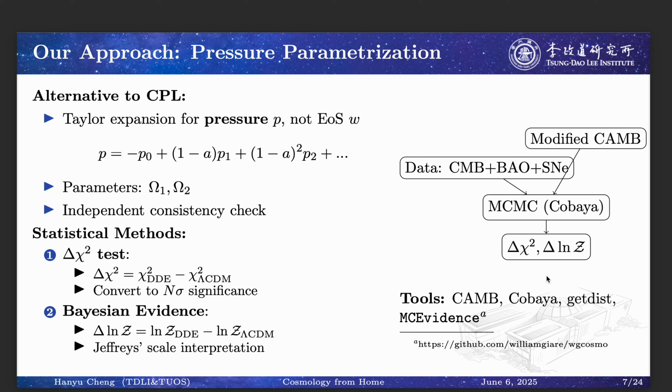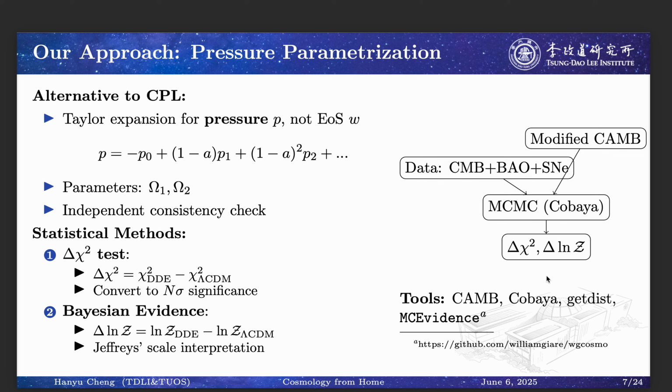in which we don't do the Taylor expansion for the equation of state of dark energy. We do the Taylor expansion for the pressure P of dark energy. As you can see here, P0 corresponds to the present day pressure of dark energy, and P1, P2 are the first order and second order expansion parameters. In our case, for second order expansion, we have 2 parameters, omega1 and omega2, which correspond to P1 and P2.